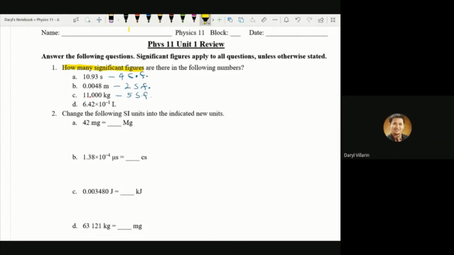And for letter D, if you encounter a particular measurement expressed in scientific notation, you just have to take note of the M. So this is where you base your significant figures, just on the value of your M. Don't mind the times 10. For the 10 here, you might be thinking, oh, that is just one figure. But again, it's the value of M that you're going to base your significant figures on. So that should be 1, 2, and 3. So this should be 3 significant figures.